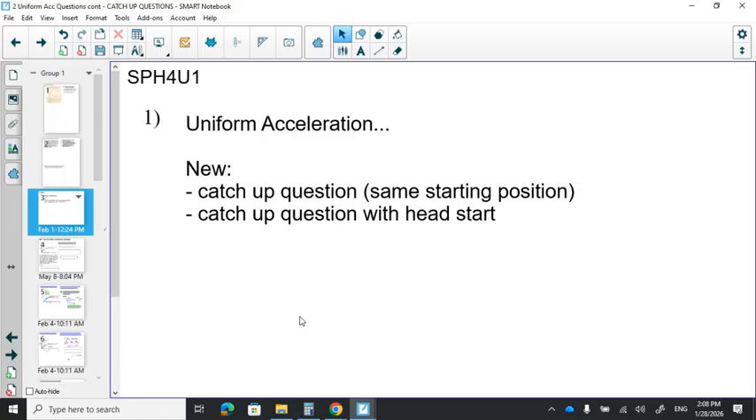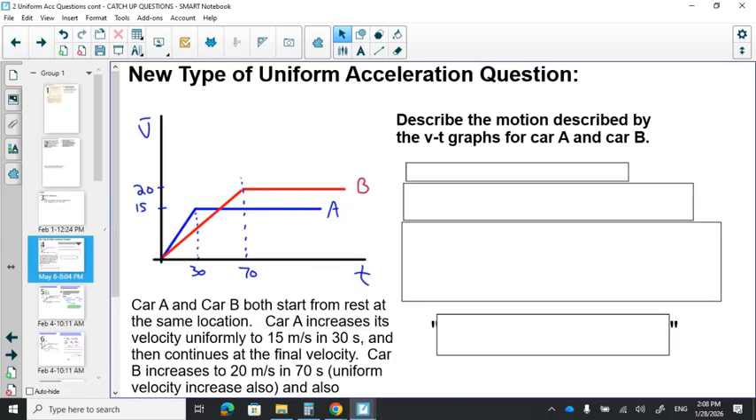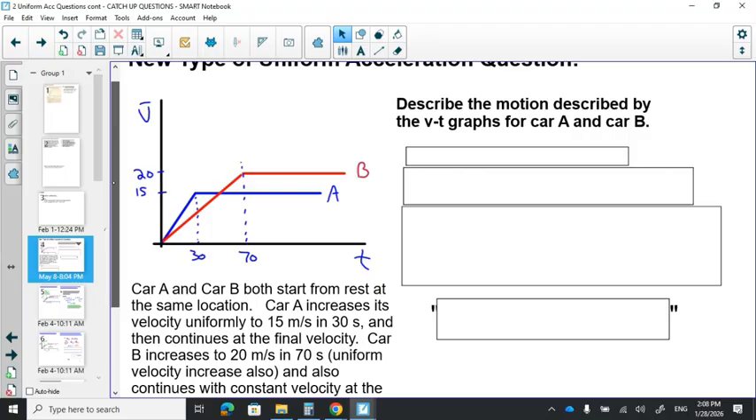So we're looking at uniform acceleration some more in a new type. Let's just look at the VT graph of the type and the wordy description, and we'll call it what we see it to be. So we've got a car, the blue one here, car A, starting at 0 velocity, going up to 15 meters per second, and then traveling at a constant rate.